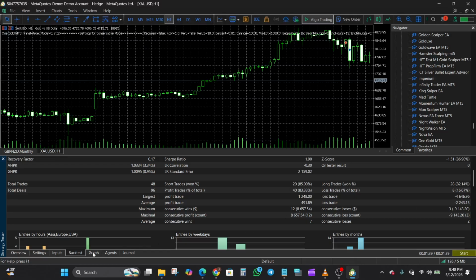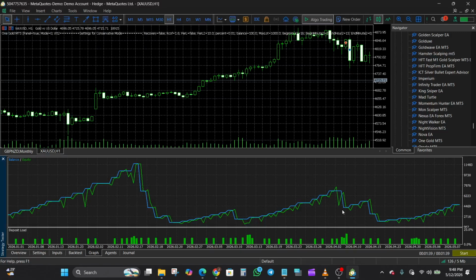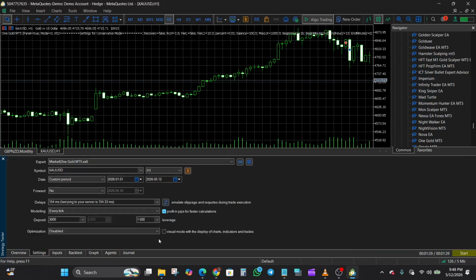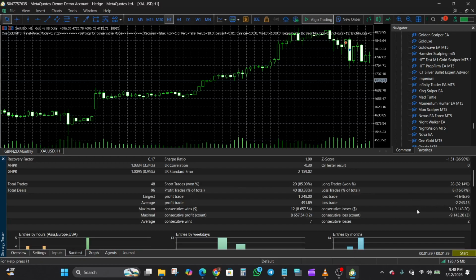The average profit was $491.89, and the average loss was $2,243.13. So this explains what we saw happening here, these significant drawdowns. Because you will notice that the difference between the average profit and the average loss is quite large. In as much as the win rate is high, whenever there is a loss, it affects the balance and the equity significantly. Look at the difference between the largest profit and the largest loss. Look at the difference between the average profit and the average loss.